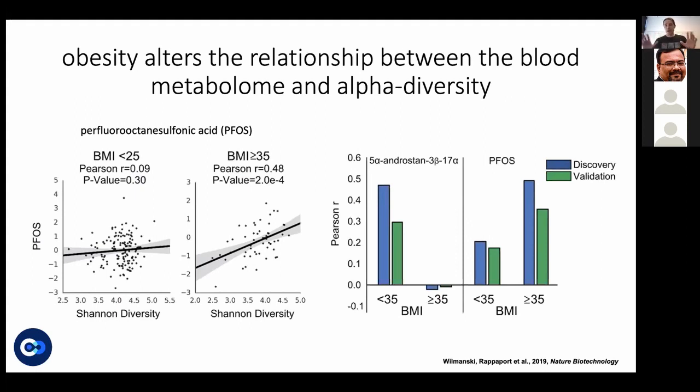Maybe it's a leakier gut. Who exactly knows? We haven't quite found an answer yet. But this prediction of alpha diversity from the blood seems to shift only in the face of obesity. And a lot of the other things we tested, it was very robust to.